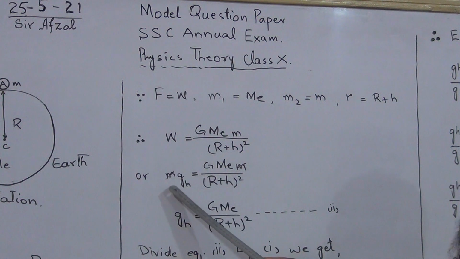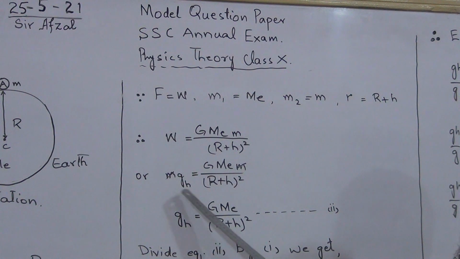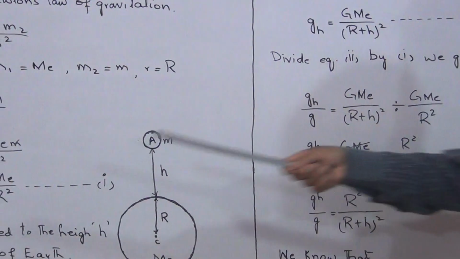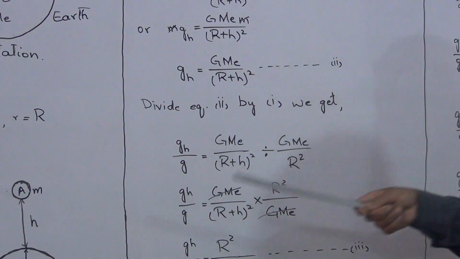So W is equal to m g h. Because we have raised the body, we write g h here. m and m both cancel. Now g h is equal to G Me upon (R plus h) whole square. So this is equation number 2, after raising the body from the surface to the height h. Now divide equation 2 by equation 1. This is equation 1 and this is equation 2. Equation 2 is divided by equation number 1.